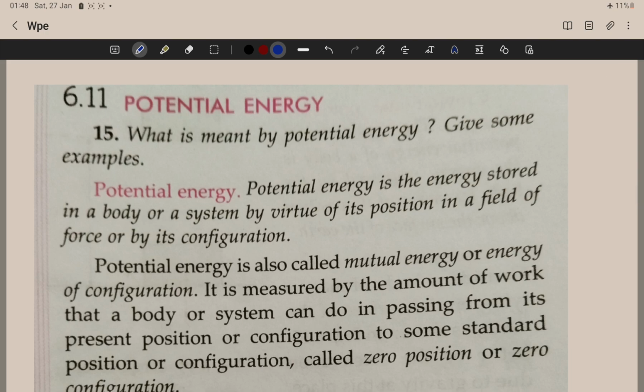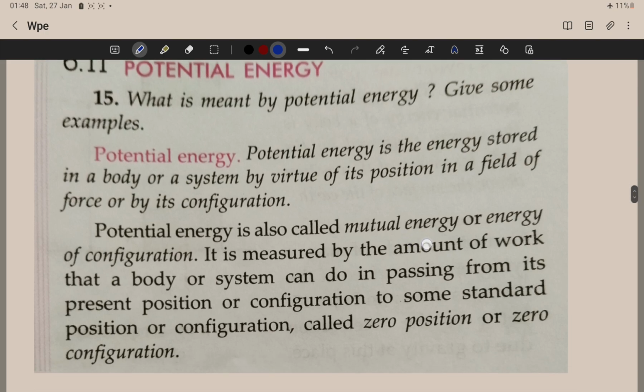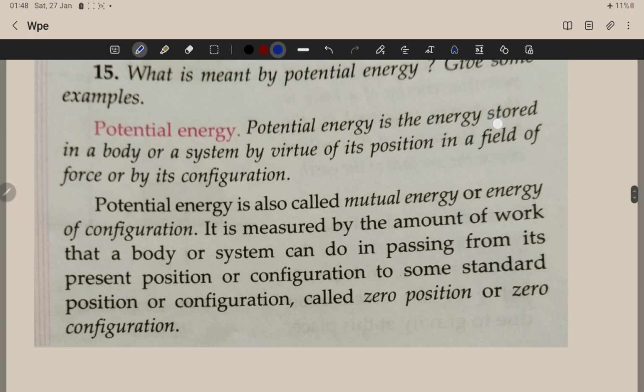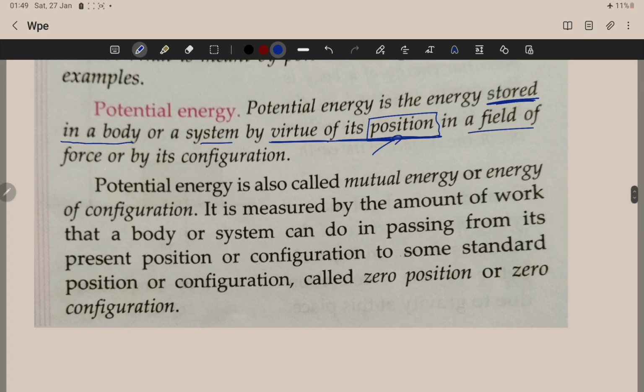Now next is potential energy. So what is meant by potential energy? Kinetic energy is the energy possessed by a body by virtue of its motion. Potential energy is the energy stored in a body or a system by virtue of its position. Remember, in kinetic energy it is by virtue of motion. Potential energy is by virtue of its position in a field of force, or by its configuration.